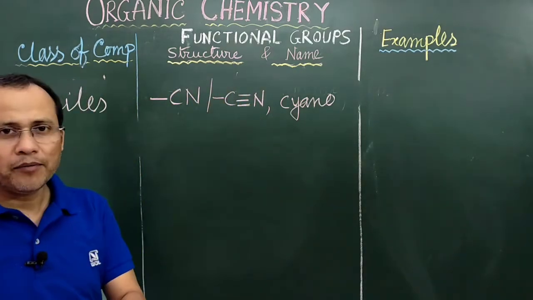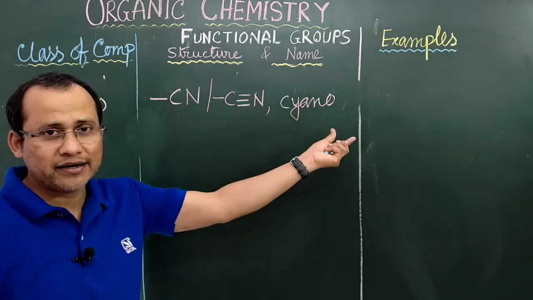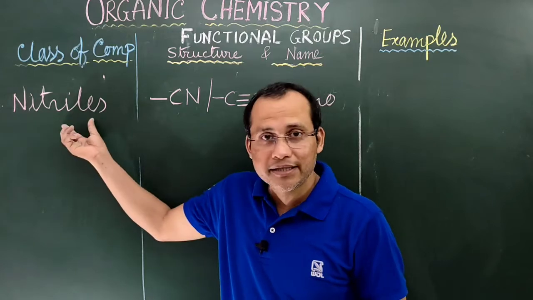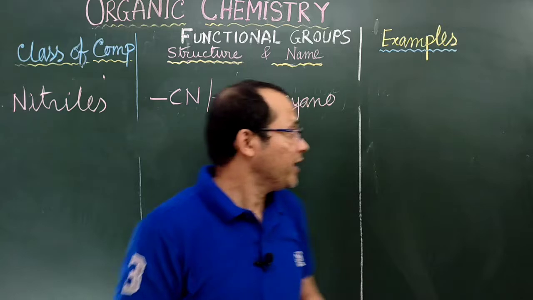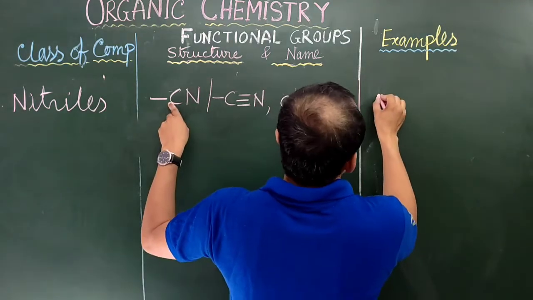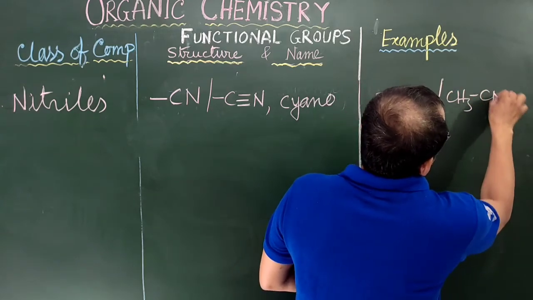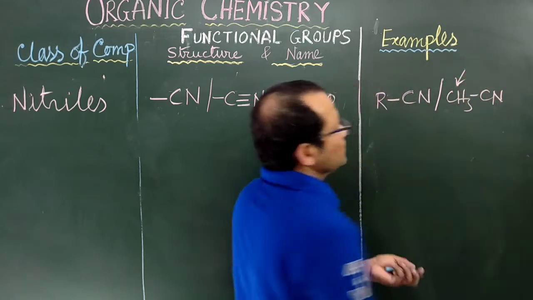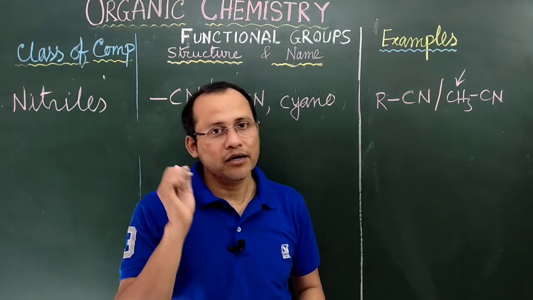Okay, so in any compound, if a cyano group, CN, is there, then these particular compounds are known as nitriles. Very often they are also called cyanides. If we write down one specific example, it will be CH3CN, methyl cyanide. Similarly, replacing this group by any other group, we can have different nitrile compounds.